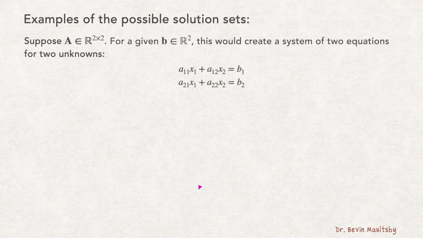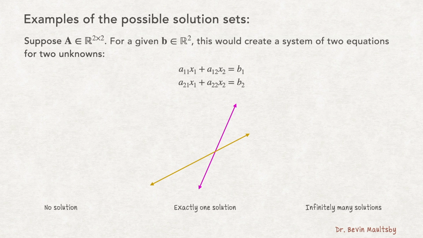Let me first visualize what exactly one solution would look like. Each of these algebraic constraints visualized in the plane turns into a line. Again, that's like a hyperplane in R2. If they intersect exactly once, then we have exactly one solution to the system of equations. Take a moment to sketch what it would look like to have either no solution or infinitely many solutions.